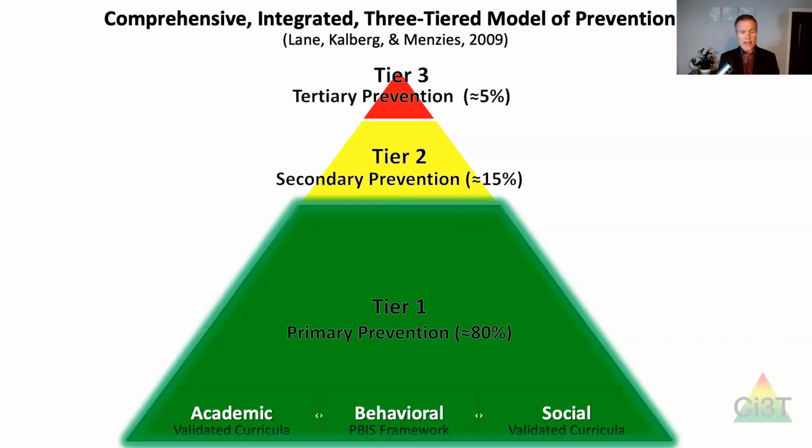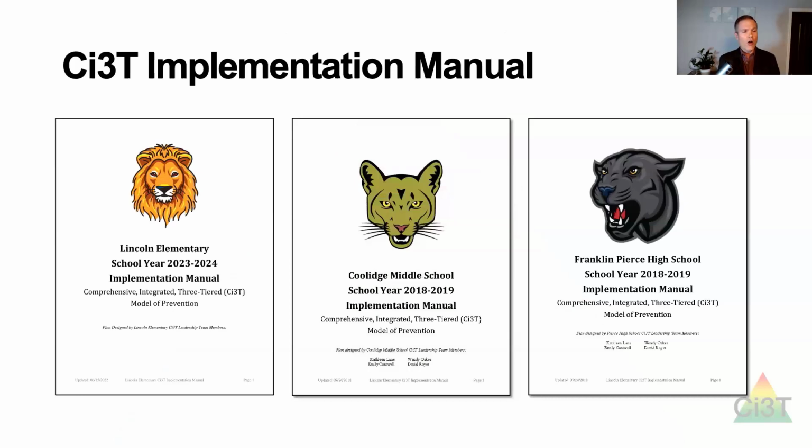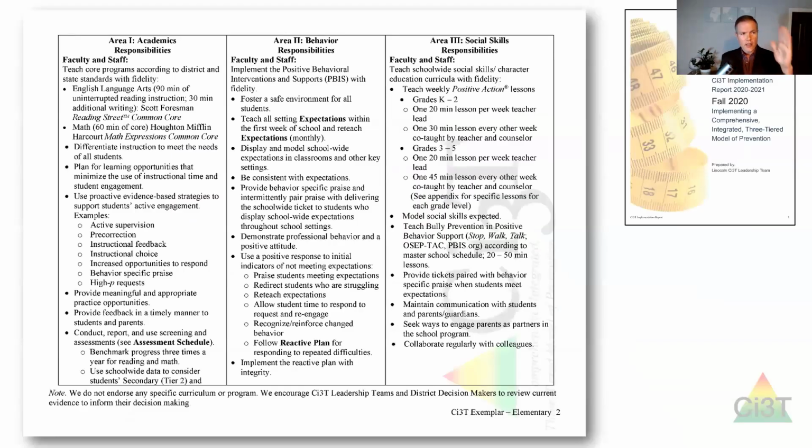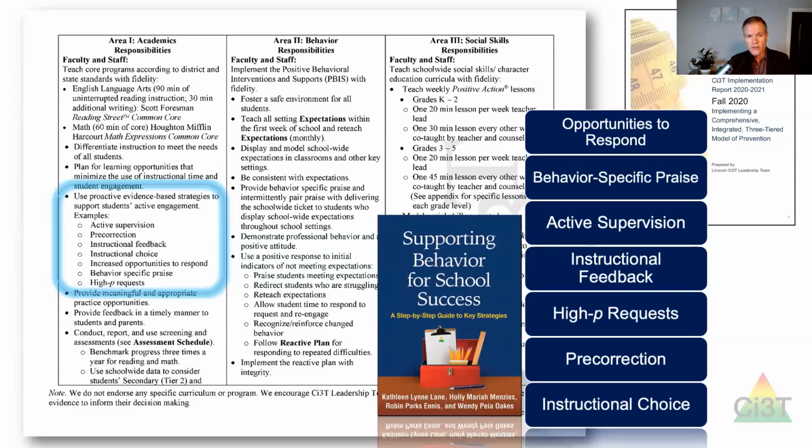And at Tier 1, in a CI3T model, we create a CI3T implementation manual and clearly define for everybody involved at the school, all the adults and students, what are their roles and responsibilities. So for example, for faculty and staff, you see columns here for academics, behavior, and social skills. We're going to identify not only what is the curriculum to be used for reading and math and how many minutes a day should that be implemented, but what low intensity behavior support strategies should we be seeing to increase student academic engaged time and reduce their disruptive behavior.